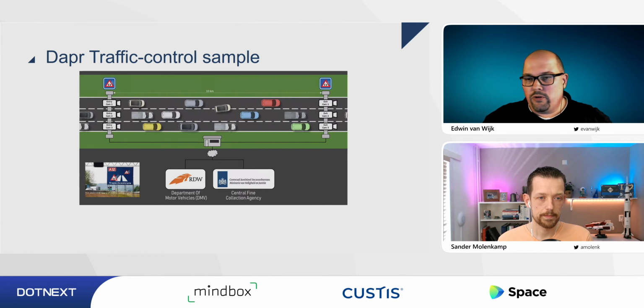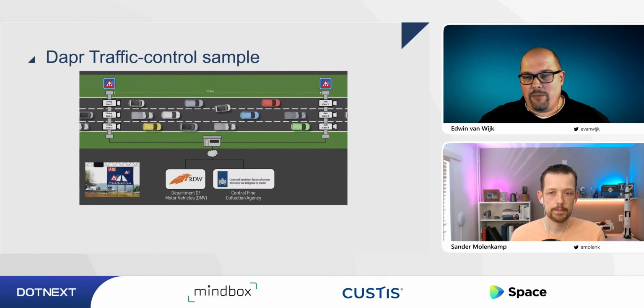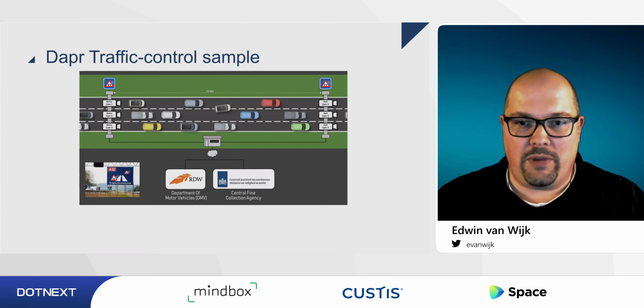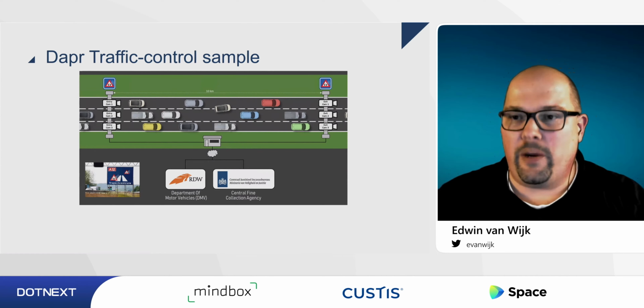The Dapr traffic control sample, for the people that were at the advanced Dapr session, we already introduced this sample. And what this is basically, is a simulation of something that we have on a lot of our Dutch highways. So this is basically a speed trap.